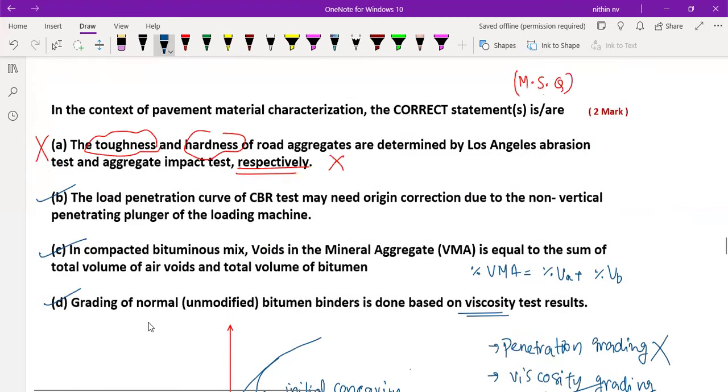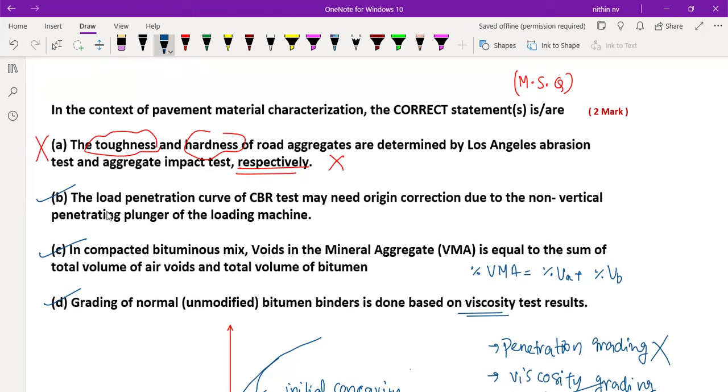So according to this given order, B, C, D will be the final answer. Maybe in your question paper, the order might be different. Whatever, we can just look at the given statements, whether it's B, C, D or A, B, C. Look at the statement itself, okay? The order of the given statements might be different in the actual question paper.